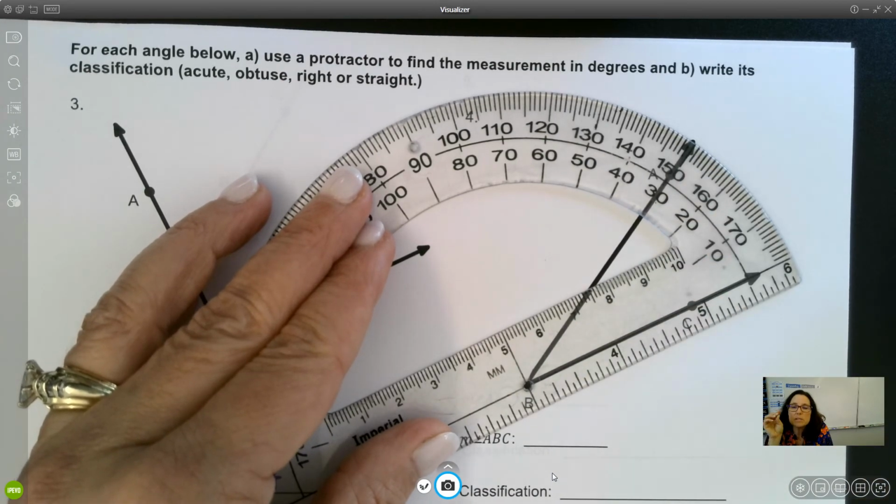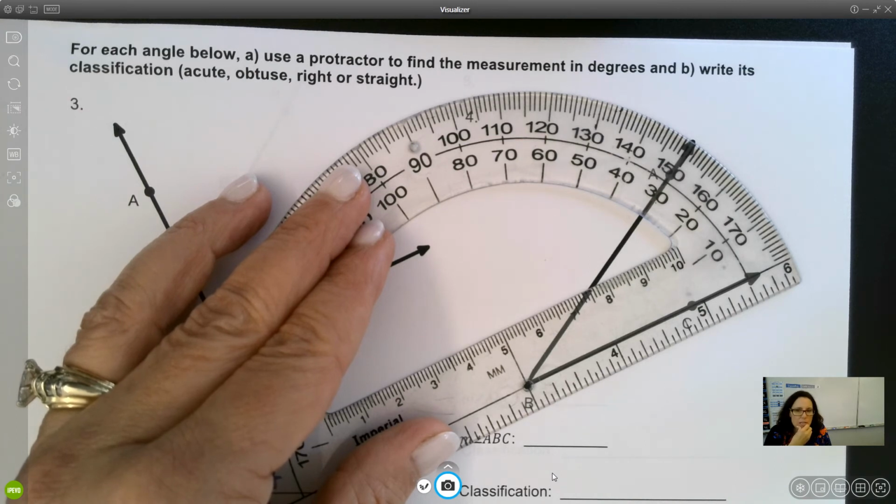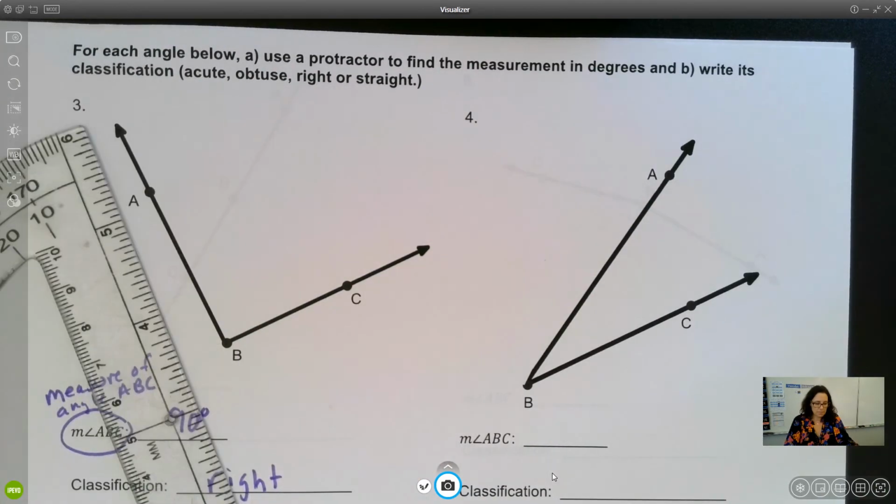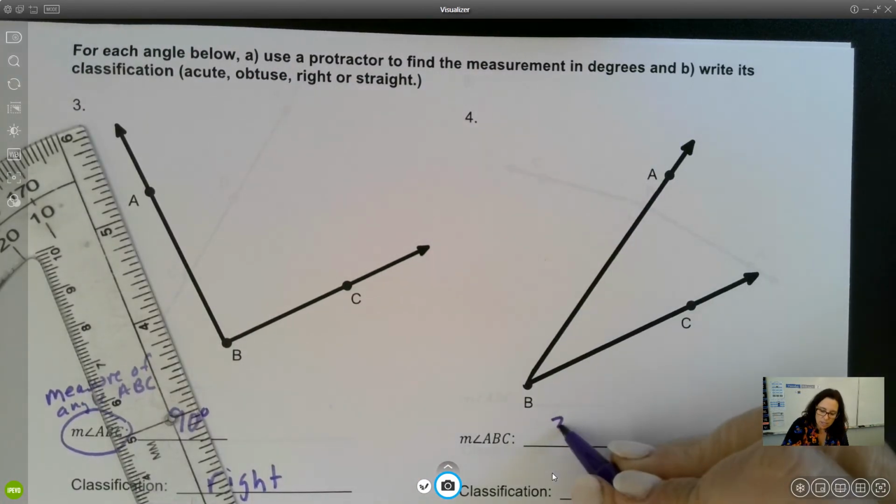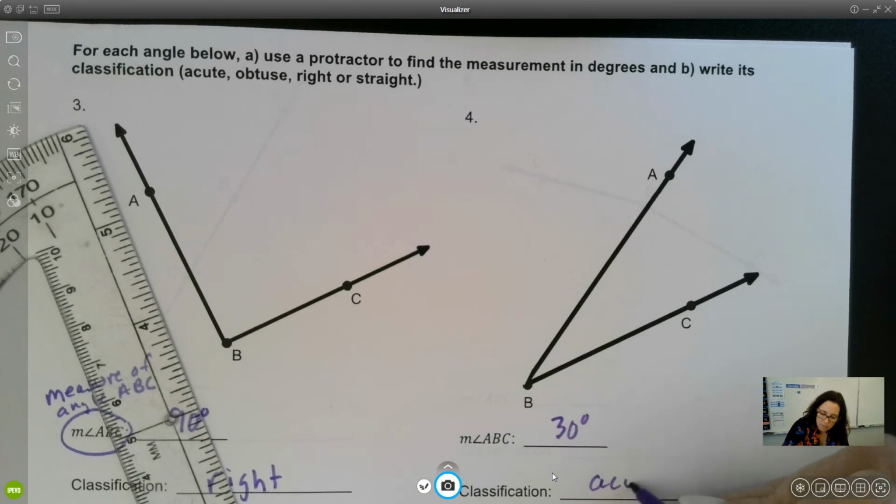Now this is what is meant by you need to understand both measurements. Is this an acute or an obtuse angle? Hopefully you know it's an acute angle, which means it's smaller than 90. So are you going to take the 150 measurement or are you going to take the 30 measurement? You better be taking the 30. 30 degrees, and that makes it acute.